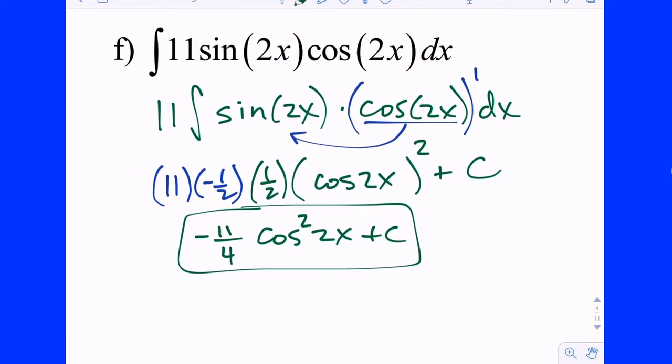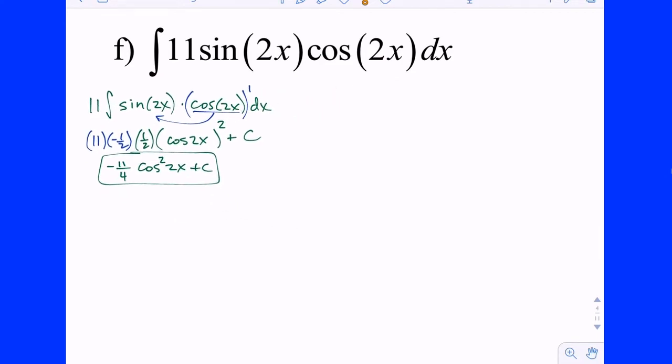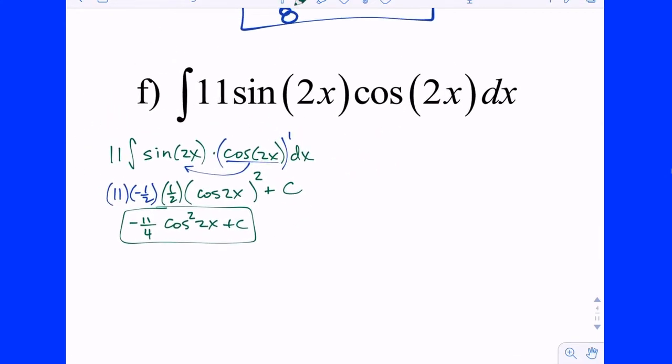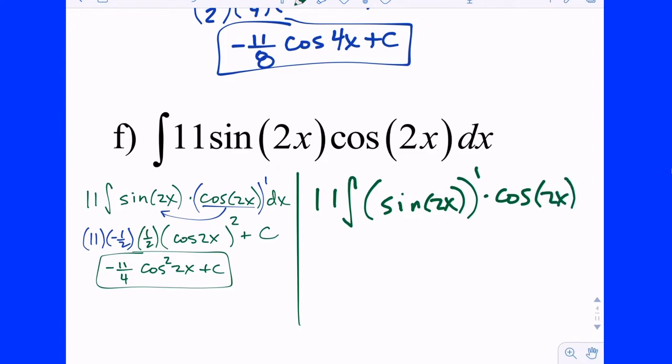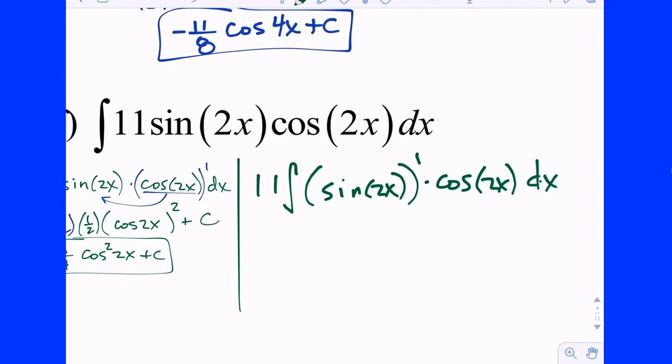But did anyone choose a different inside function? Could we choose a different inside function? Well, let's see. If I bring that 11 out front again, what if I instead said that sine of 2x was now inside something to the first, and cosine of 2x was the other factor? Just kind of flipping the tables. I couldn't do that above because they had exponents already, but when they're both 1, does it work this way? What's the derivative of sine of 2x?